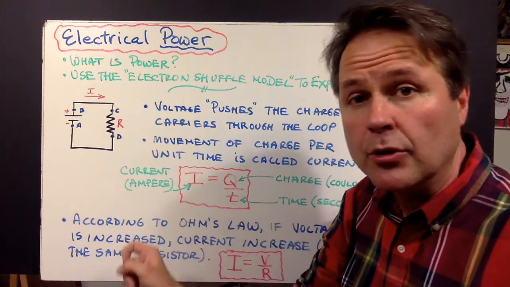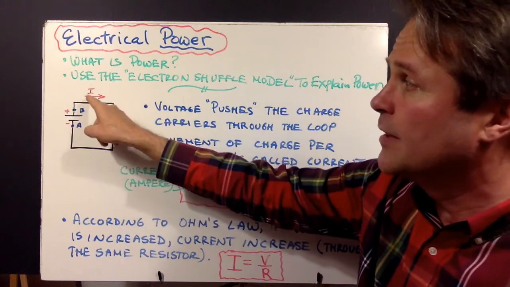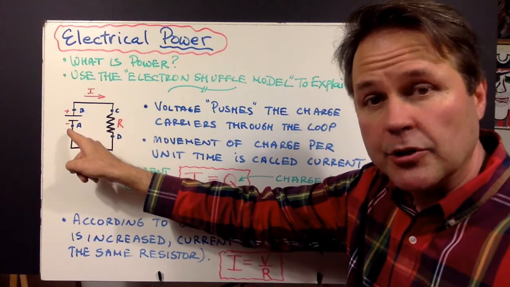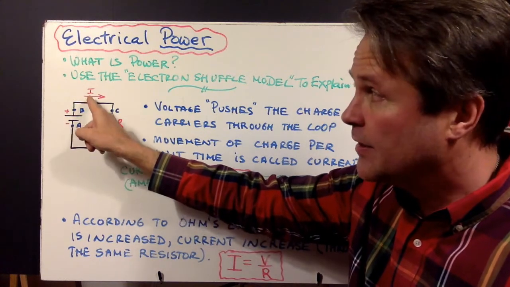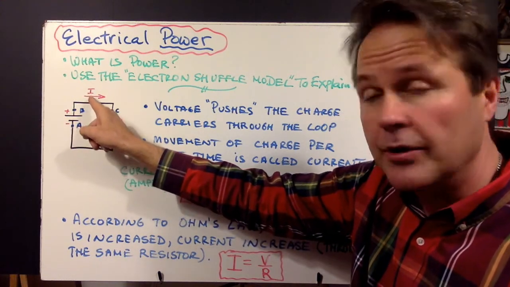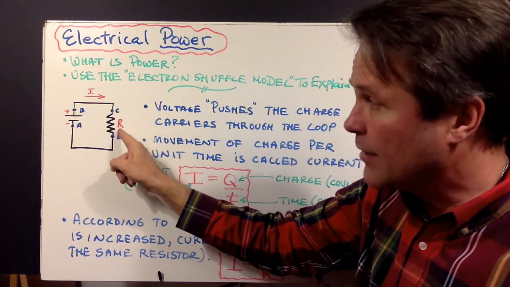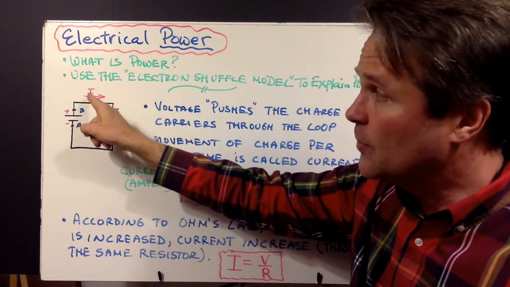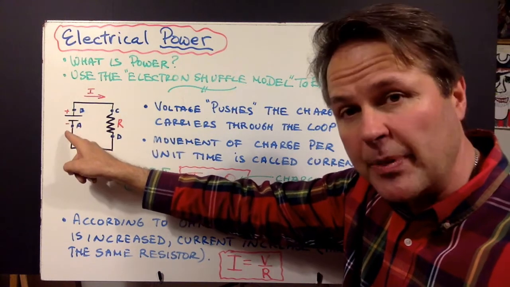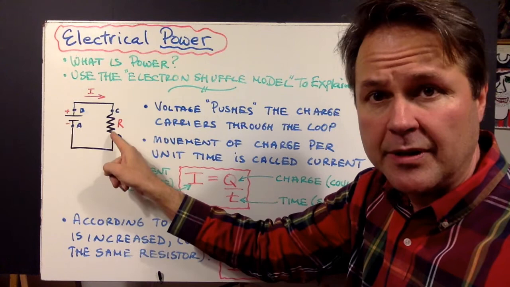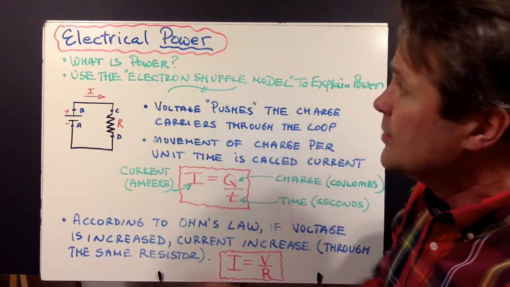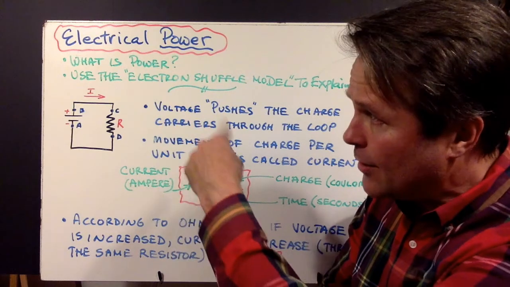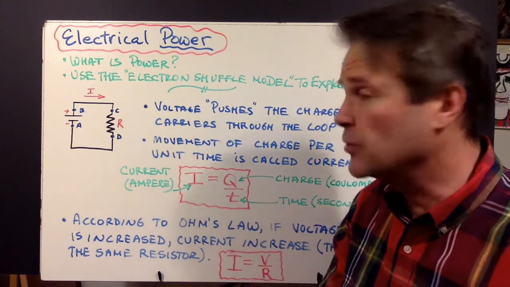We know that according to Ohm's law, the current depends on the resistance and depends on the voltage. The higher the voltage, the greater the current is going to be, and the greater the resistance, the lower the current is going to be. So the movement of that current depends on how big the voltage is and how big the resistance is. So let's just revisit the electron shuffle model on how that current moves through the circuit.